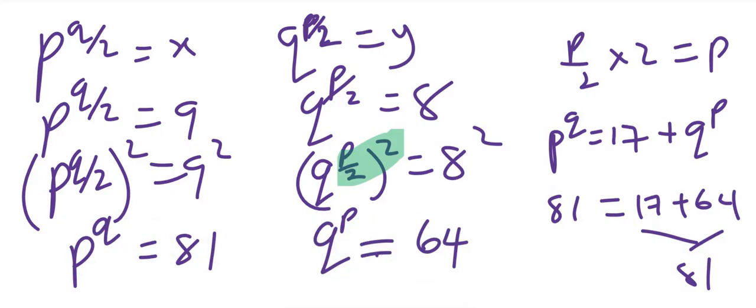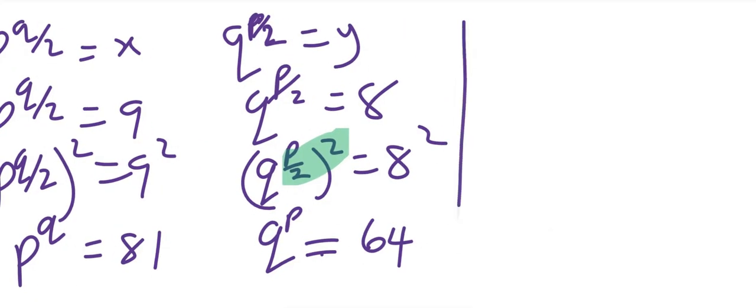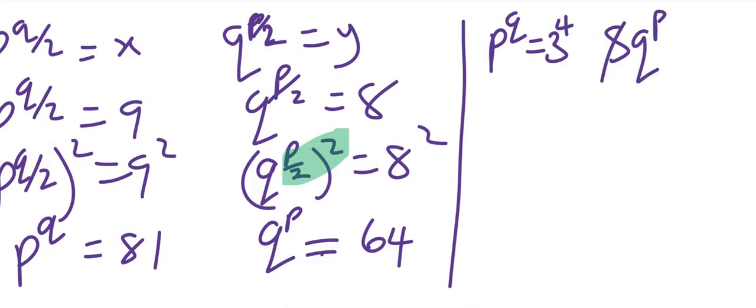Now, how do we manipulate them to get the values of p and q? That's the next thing. In manipulating this, what we need to do is to bring them together and see how we write them as exponents. P to the power of q can be written as 3 to the power of 4, and also q to the power of p, which is 64 before, can be written as 4 to the power of 3.